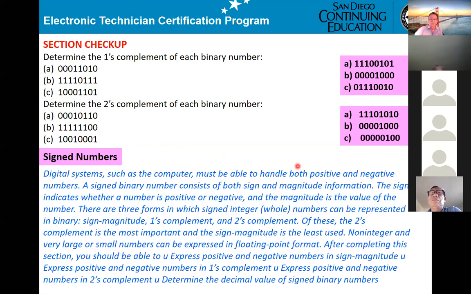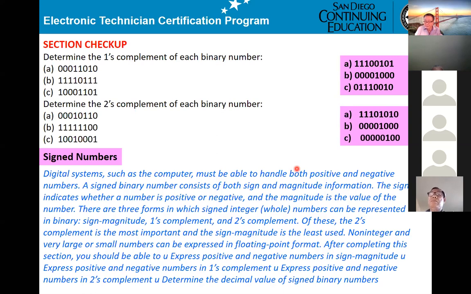Okay, and now we're talking about signed numbers in digital systems, so that the computer must be able to handle both positive and negative numbers. A signed binary number consists of both sign and magnitude information. The sign indicates whether a number is positive or negative, and the magnitude is the value of the number.